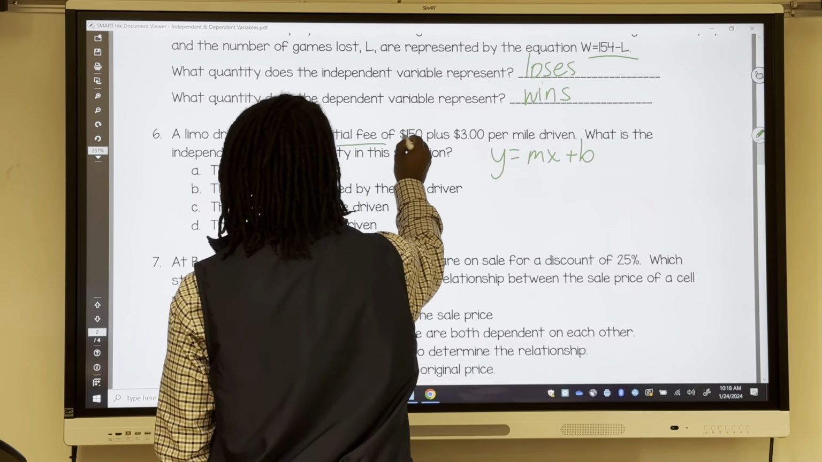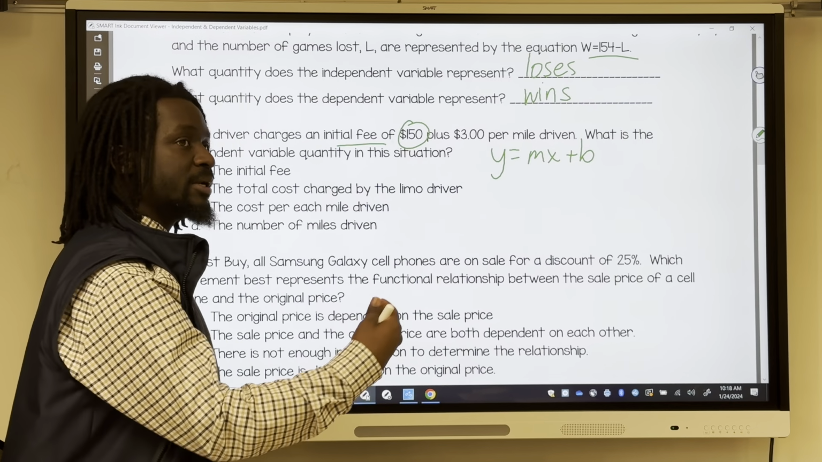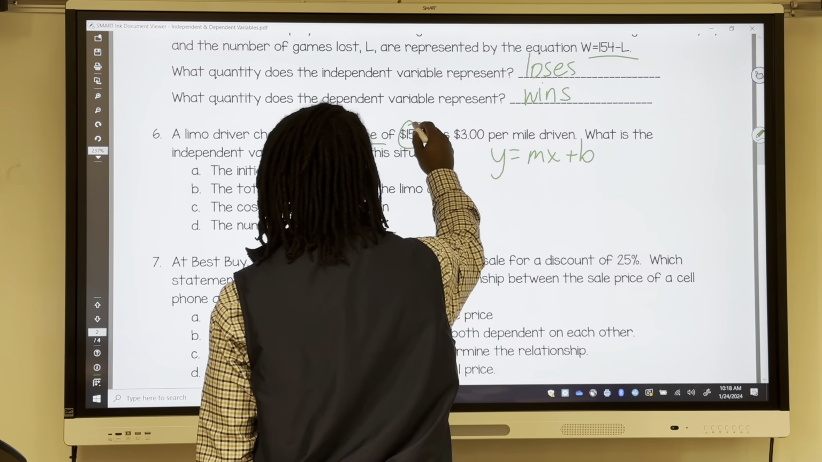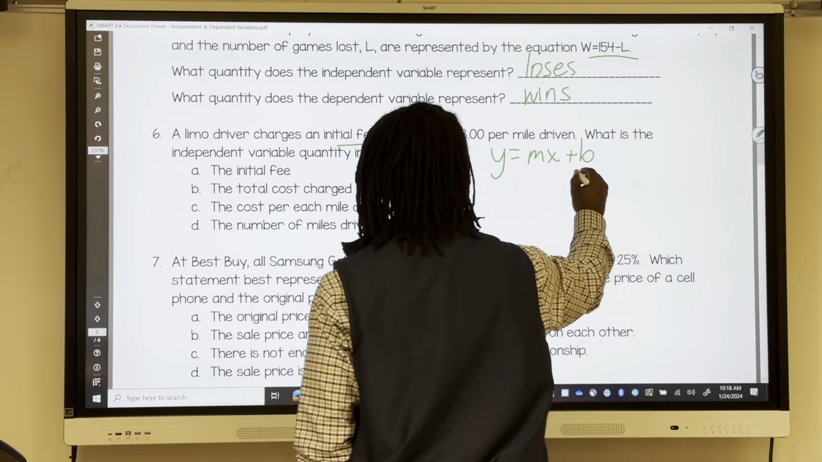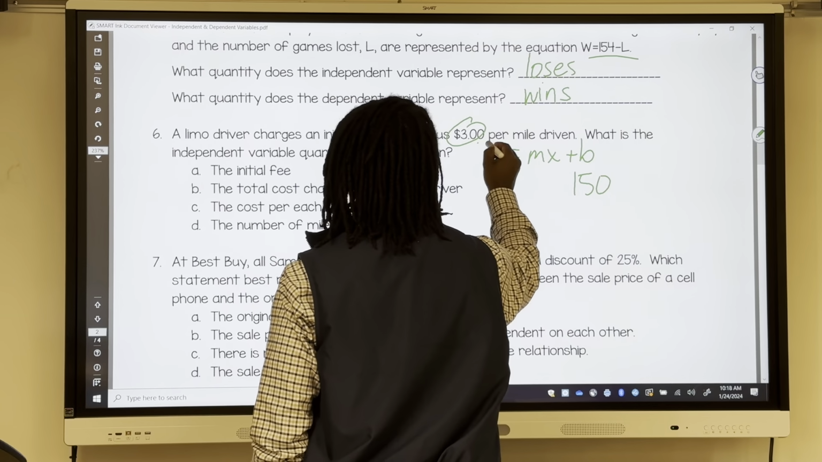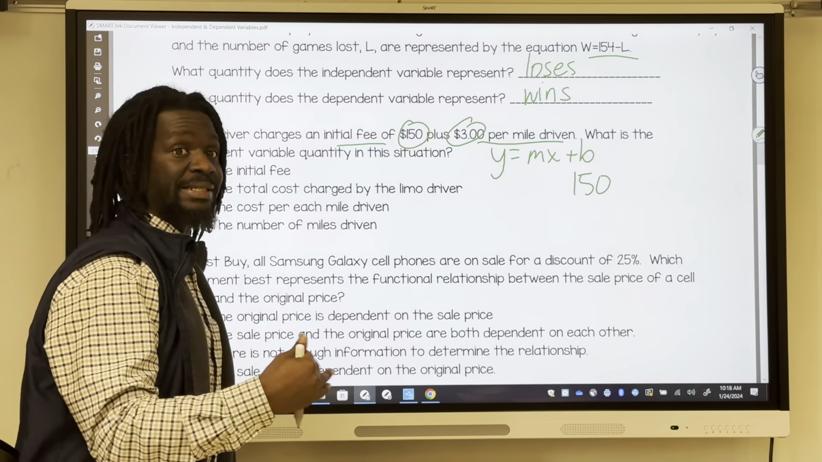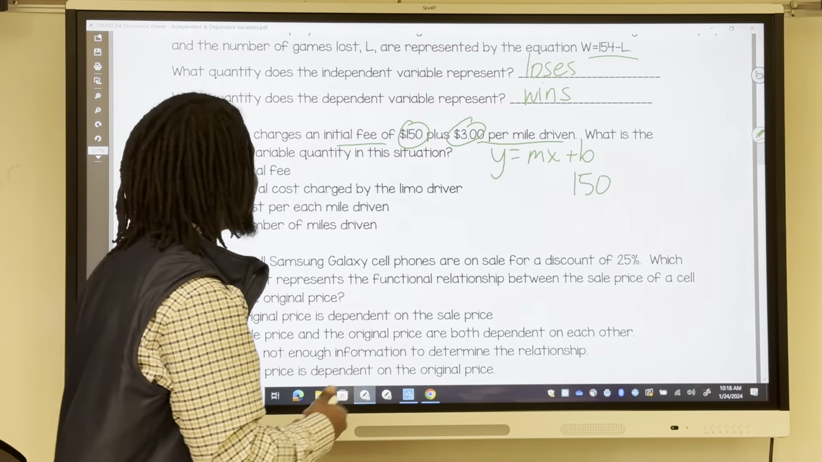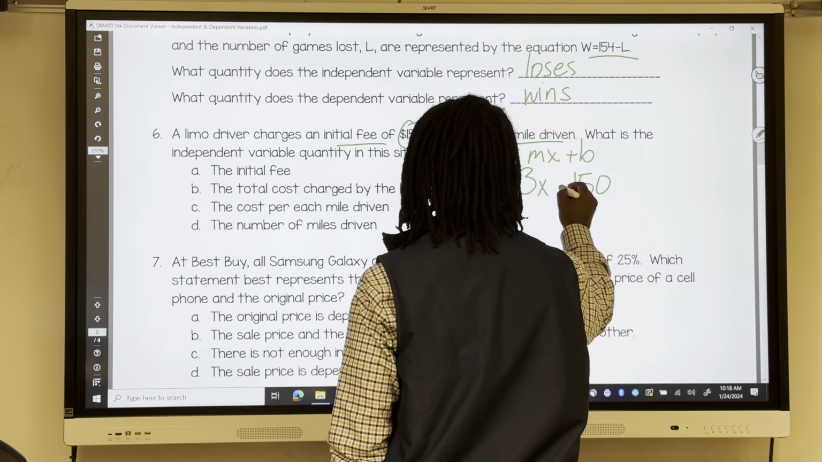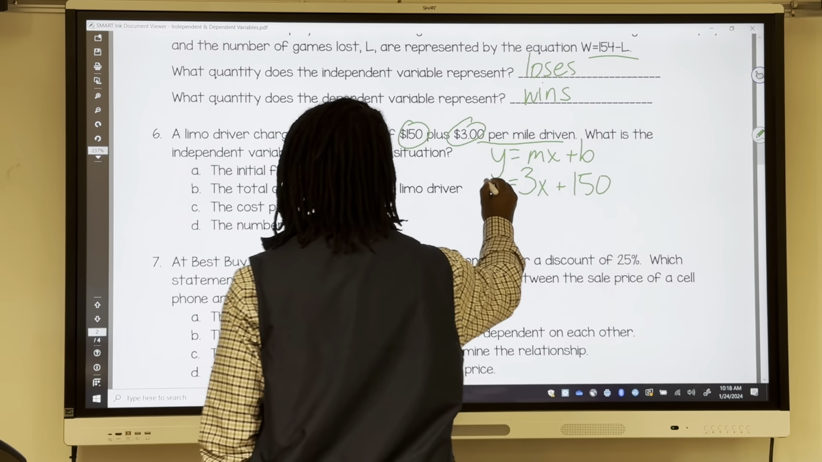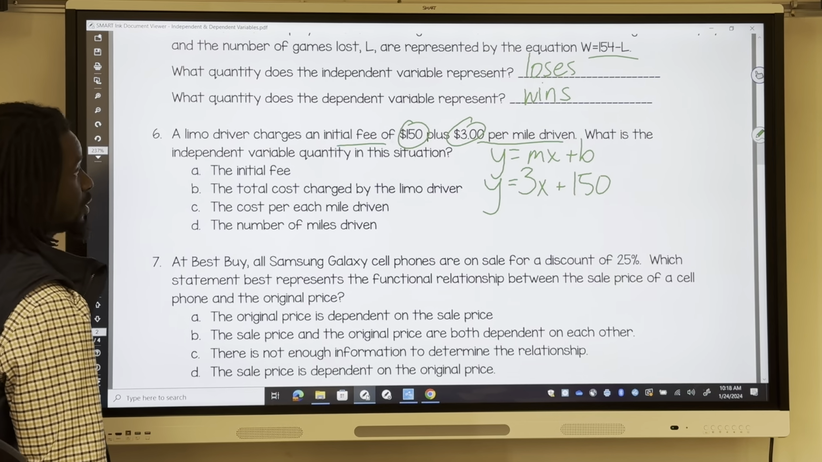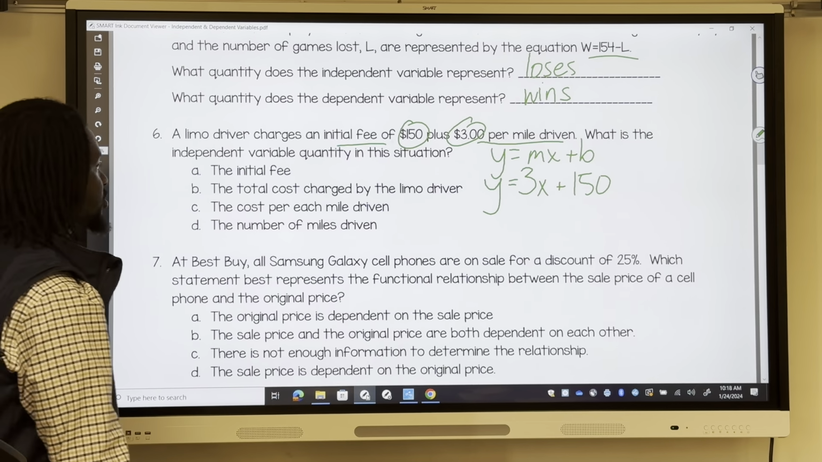The initial fee is $150. That's how much he's starting with. Like, he has to pay that. So what he's starting with, that is going to be our y-intercept, okay? That is the starting point. And then the $3 per mile, that is the slope. That's how much it is changing. That's the rate that it changes. So that is our slope, which is 3, and that is going to be x. So it is y equals 3x plus 150. Okay, that is our equation for this problem.